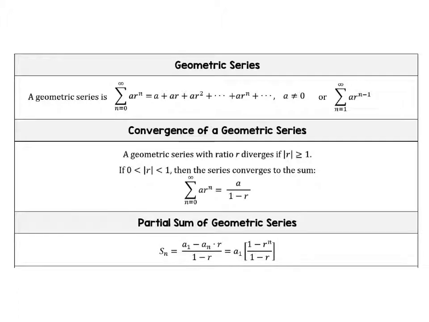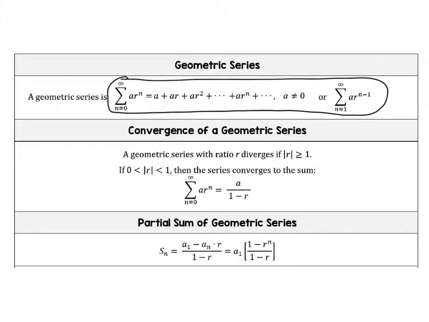Alright, so our first major series that we'll talk about is a geometric series, and in particular, this is going to be an infinite geometric series. This is huge for us to know. So there we have an infinite geometric series, and as long as the absolute value of my ratio, or what I'm multiplying by each time, is between 0 and 1, then we can say that this series converges to a sum, and that sum can be found by a over 1 minus r.